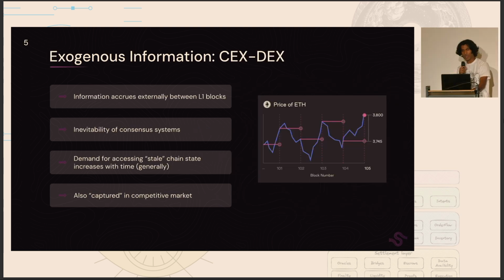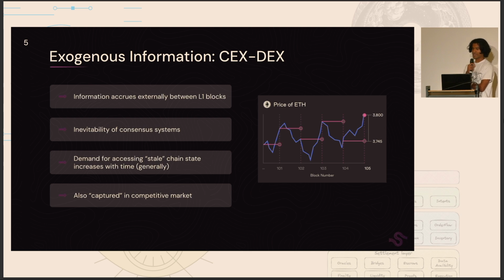Now for a more sophisticated form of arbitrage, CEX-DEX, right? What happens here is that information is accruing outside of L1 blocks. So very different than sandwiching previously, when basically the extraction was done based on the granularity of the block on a transaction by transaction basis. Here, right now, consensus takes time. It takes 12 seconds on Ethereum mainnet. And in this time, lots can happen off-chain. Information accrues, and as a result, there is arbitrage to be extracted.